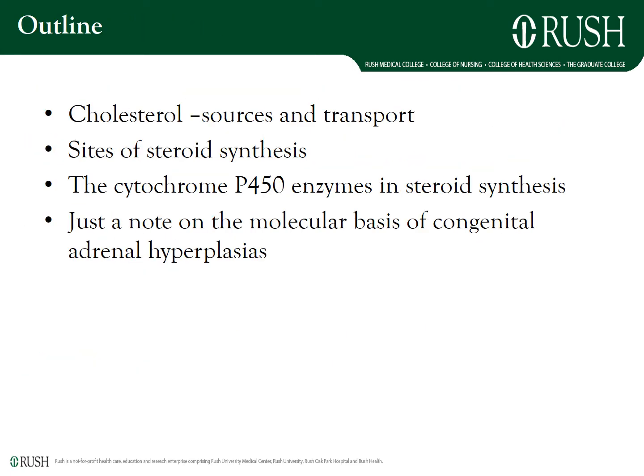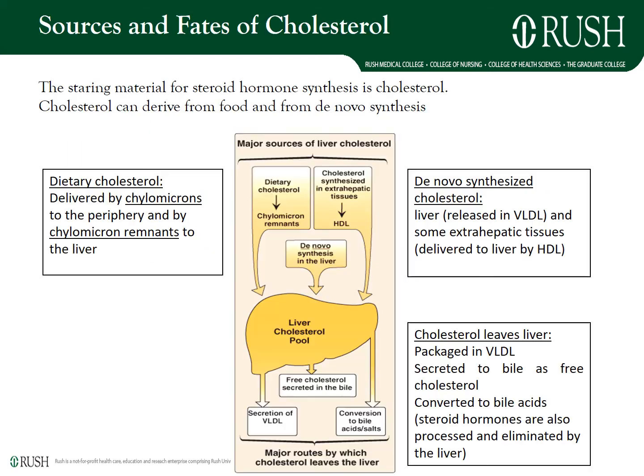I will start with the starting material of steroid hormone synthesis, cholesterol, its sources and transportation in the blood to target tissues. Then I will talk about the sites of steroid synthesis, the specific enzymes, and the molecular basis of lack of certain enzymes in the steroid synthetic pathway, which results in different congenital adrenal hyperplasia.